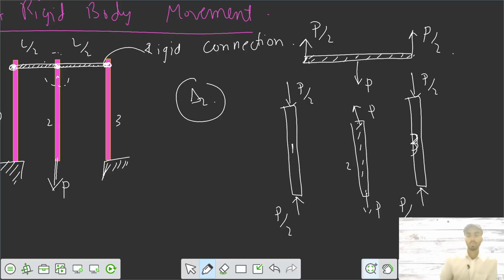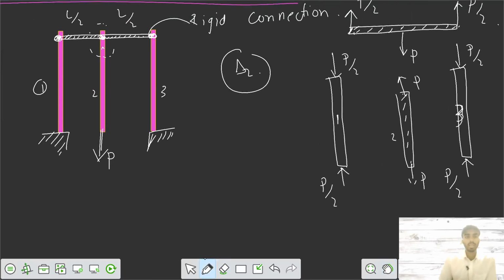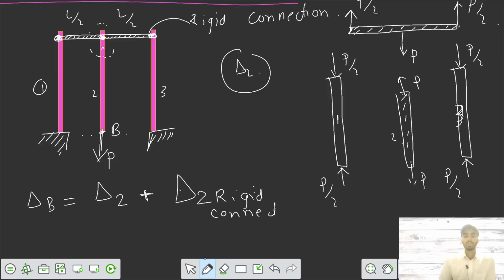Bar 3. So we need to calculate the deformation in bar 2. Say it's point B. You need to get the total displacement of point B from its initial position. Say the initial position was here. You need to get delta B total. I would say delta B total is the deformation because of the force in bar 2, delta 2, and because of the effect of the rigid connection. Delta B because of the rigid connection.